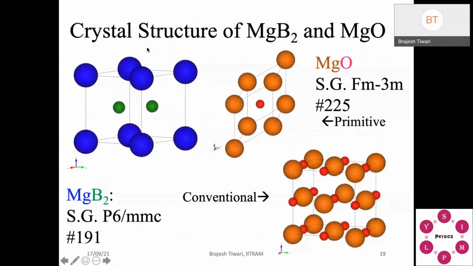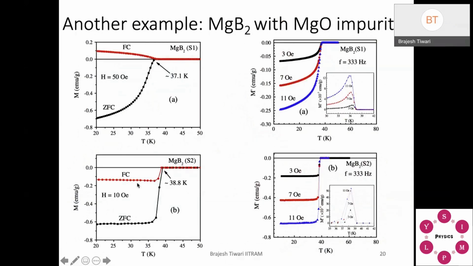These are the different structures. The MgB2 structure is this one, P63/mmc, and this is the cubic structure. This is shown in the primitive cell. This is primitive already, so no need to make it smaller than this; you can't. And this one is the conventional cell. And if you see their other physical properties, this is sample 1 and this is sample 2. Sample 1, you can see there is a resistivity.